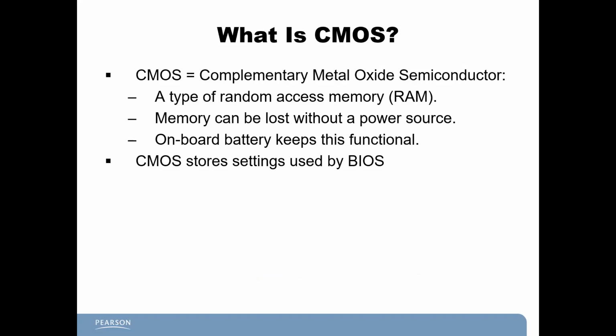What is CMOS? CMOS stands for complementary metal oxide semiconductor. It is a type of random access memory. Memory can be lost without power. Onboard battery keeps this functional. CMOS stores settings used by BIOS. Settings include boot sequences, hard drive parameters, BIOS and CMOS access password. These options are passed to the BIOS soon after the power is turned on. Settings can be changed by using the CMOS editor.